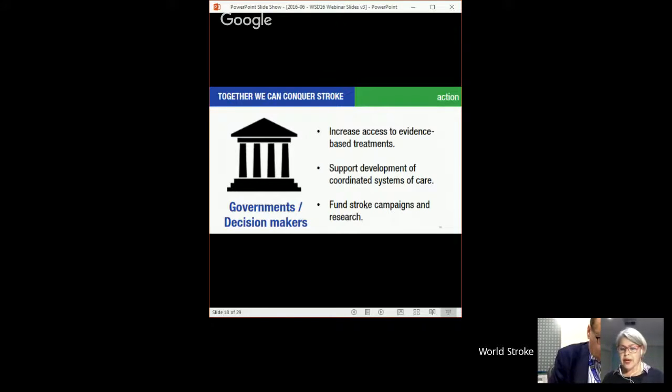There are some key actions that we can ask governments and healthcare decision makers to make. We want them to take a leadership role in stroke care by increasing access to evidence-based treatments, to support the development of coordinated systems of care such as stroke units, and most importantly, we really need them to fund our campaigns and to fund research into stroke.